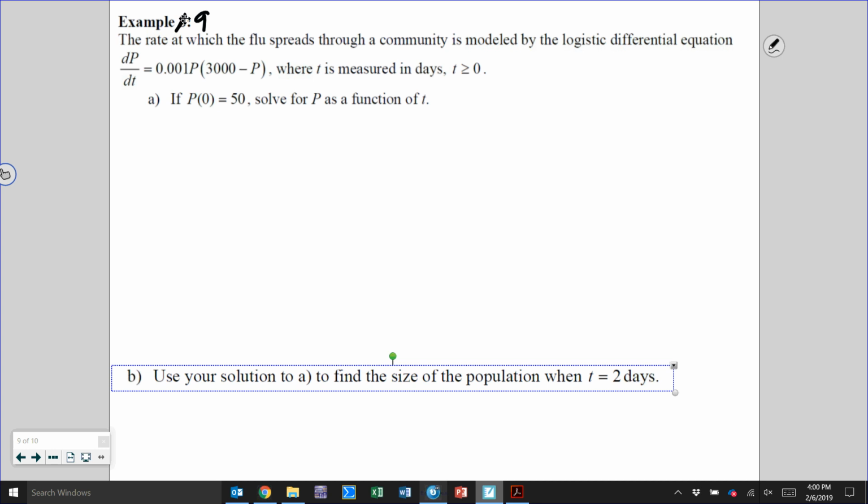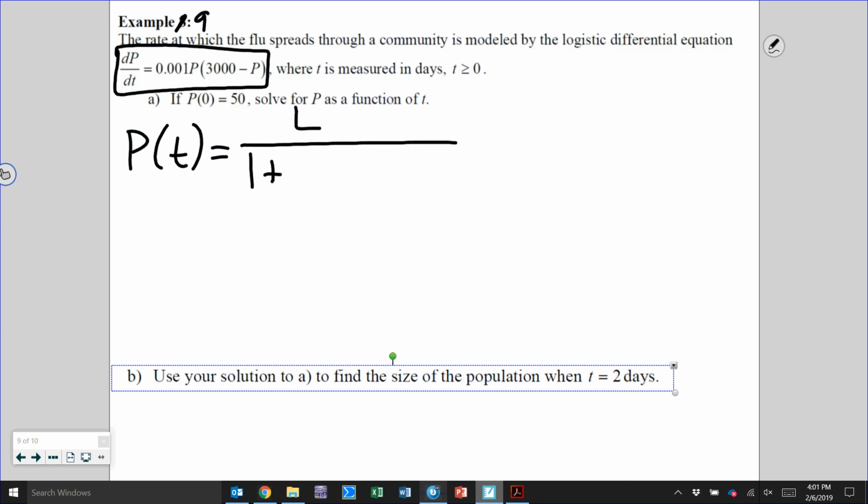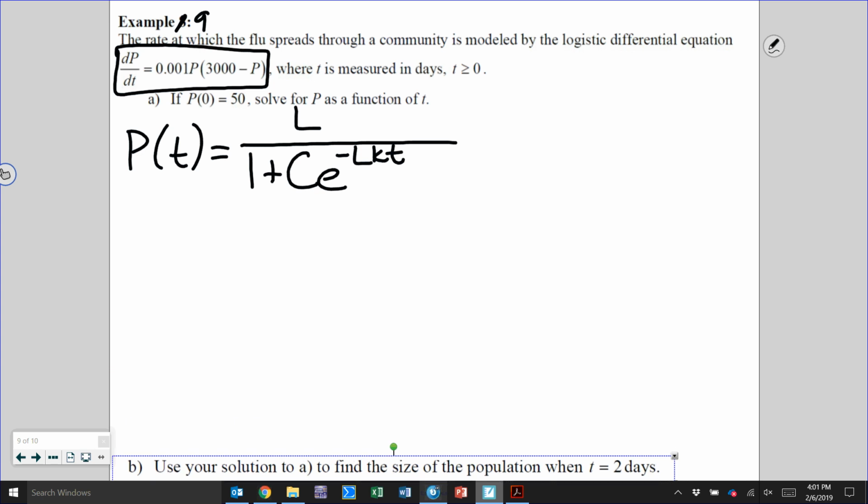So here we have a flu virus spreading through, and you're given this logistic equation. Okay, so this time it's solved exactly in the format that we want. Now it says if P of 0 is 50, solve for P as a function of t. Well, here's where I do not want to have to solve this by a long algebra method. I already know that the solution looks like L over 1 plus Ce to the negative Lkt. I already know I'm going to get that. So we just need to figure out what are those values. So I don't know C, L, or K. T is the variable.